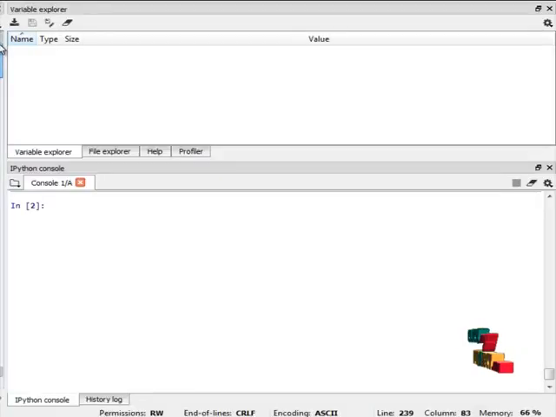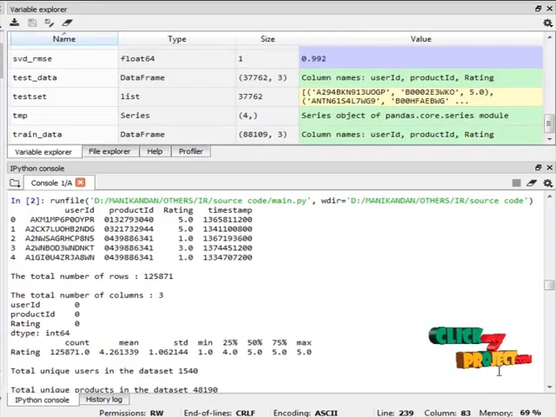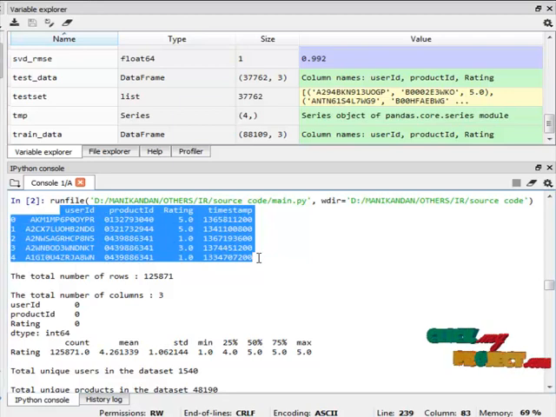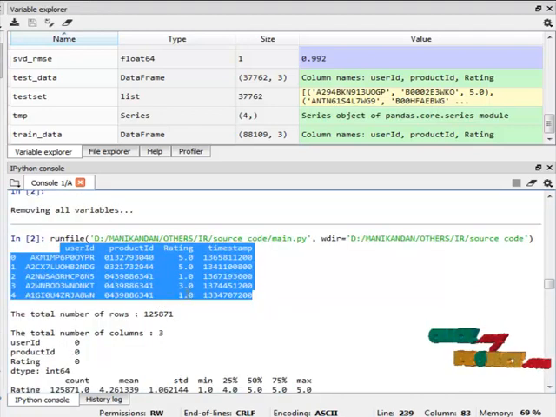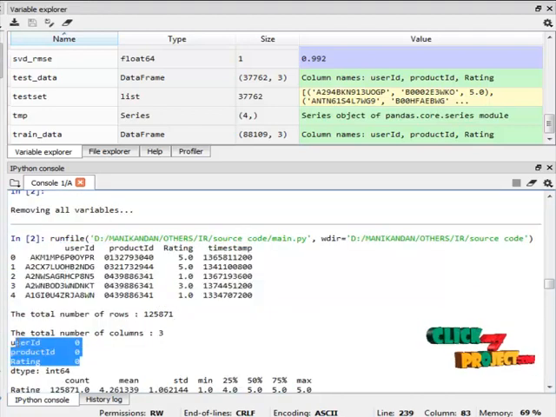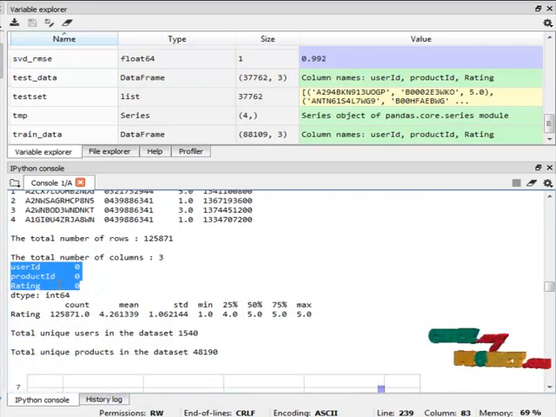I am going to run my project in Anaconda Navigator Spyder IDE. Our program was running successfully, and this is the sample data of our dataset. The total number of rows is 1,25,871 rows. Without the timestamp column, the total number of columns is 3: user ID, product ID, and rating. And in that we are going to check the missing values and NA values. It shows 0, so there are no missing values and null values in our dataset.